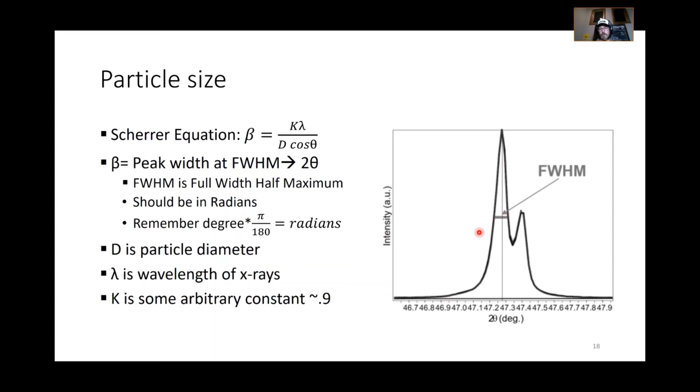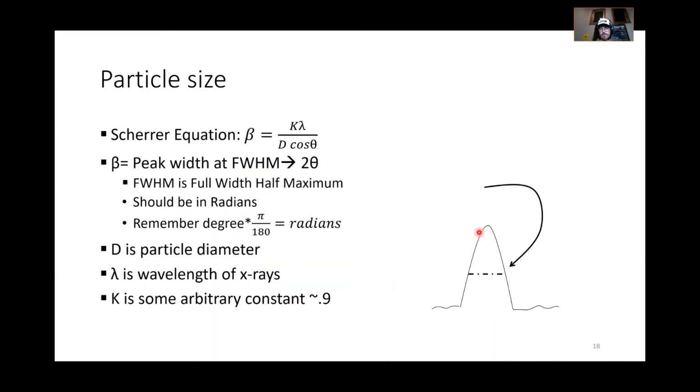Full width half maximum, if I didn't explain it, is the width of your peak halfway to the top. And sometimes it's hard to figure out where you measure from the bottom to the top. So it's important to get rid of noise. And let's work out a problem talking about particle size, shall we?